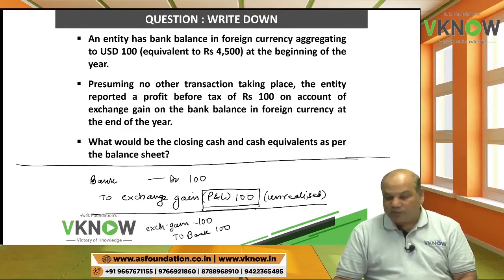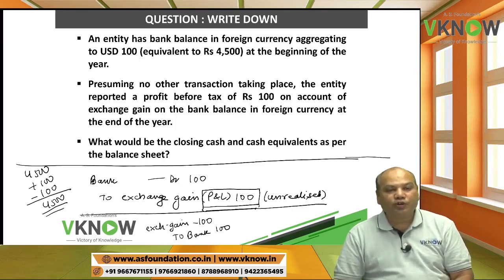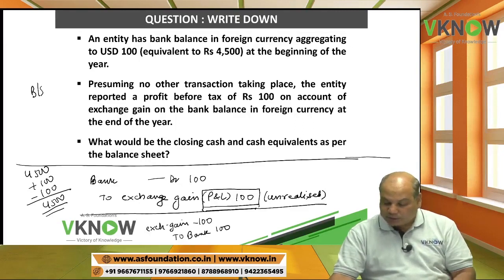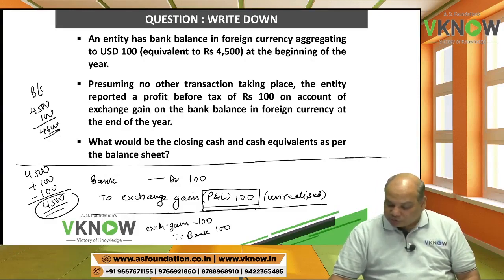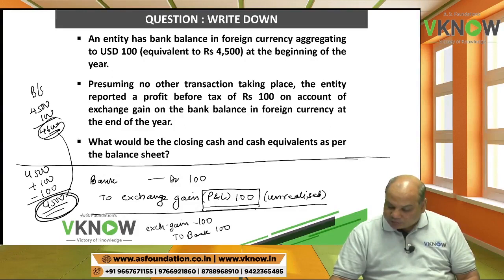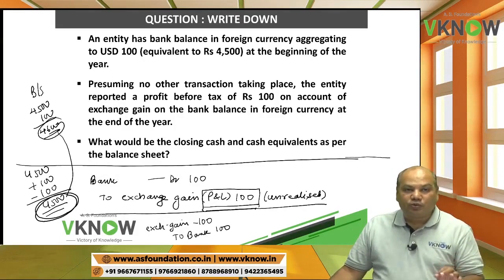But then what will happen? My cash flow statement will show 4,500 plus 100 minus 100. My cash flow statement will show a closing balance of 4,500, whereas my balance sheet will show a closing balance of 4,600. So I will have to prepare a reconciliation statement between cash flow statement and balance sheet balance.